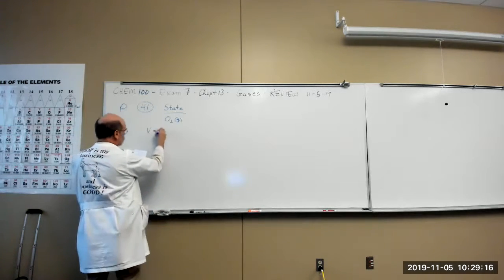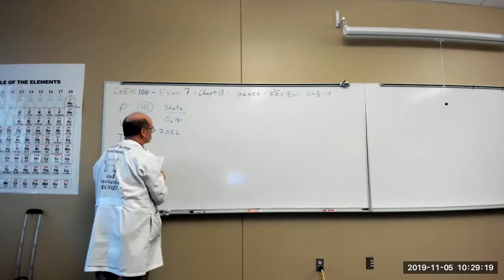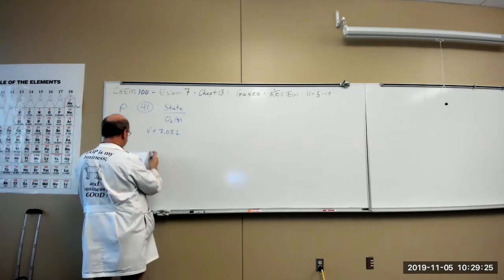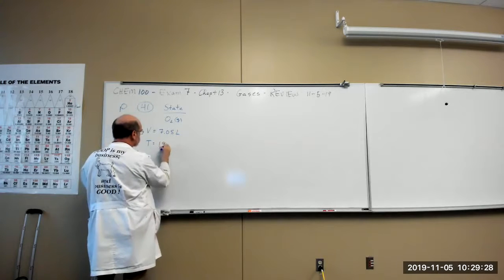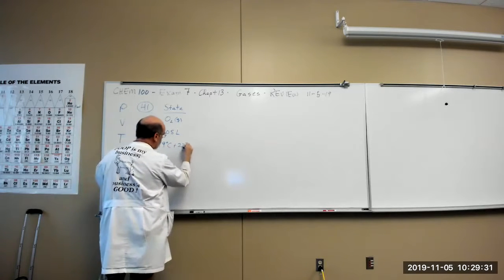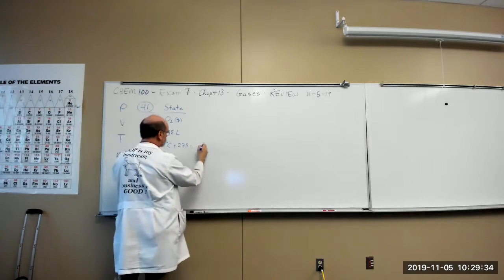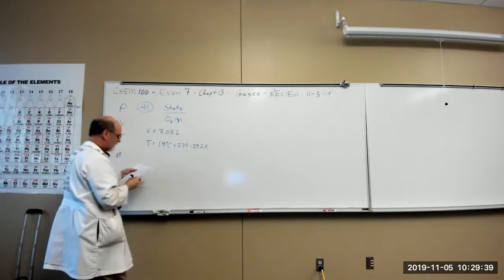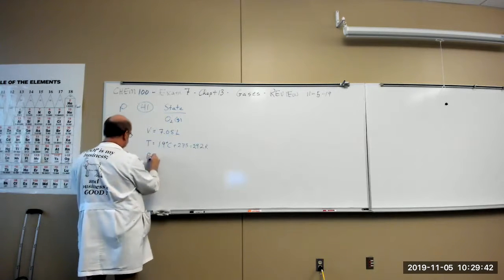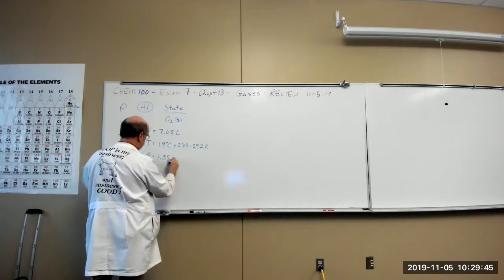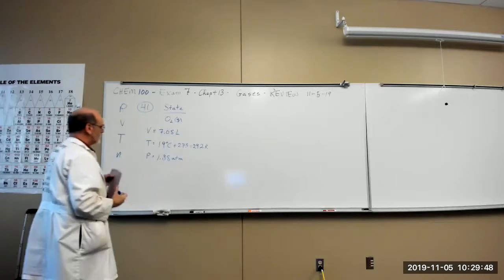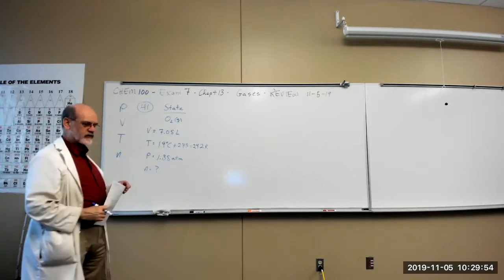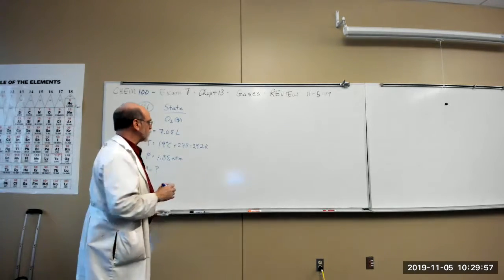So volume equals 7.08 liters. And let's put down what we know first. Temperature is 19 degrees C. We know we're going to have Kelvin, so we might as well convert it now. And we're also given pressure. And the question is, how many moles? So if this is a state function, the equation you go to is the ideal gas equation.